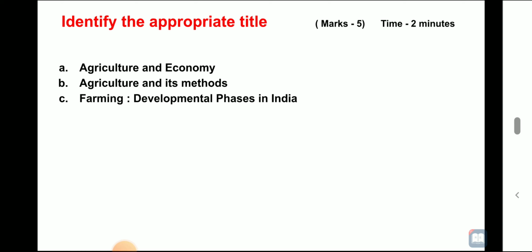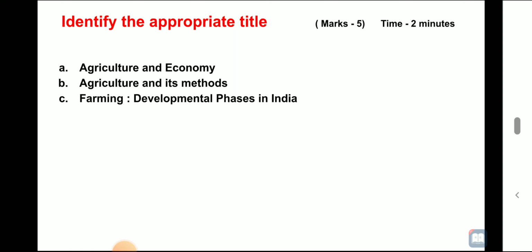Now see, you need to identify the appropriate title for this paragraph. There are three options for you: agriculture and economy, agriculture and its methods, then farming developmental phases in India. Two minutes time is given, but here while running this video we cannot wait, so practice for the same and see whether you are able to identify the right answer.